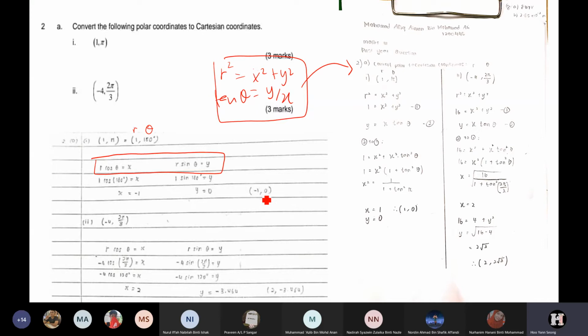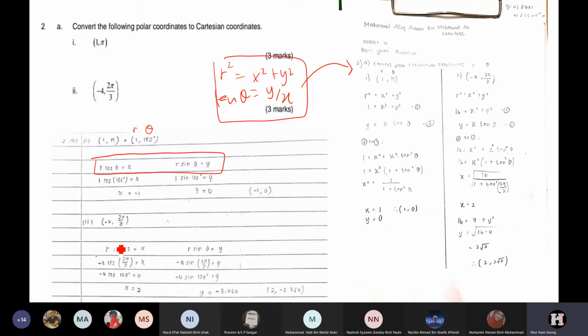Now if you don't get (-1, 0), you will get -1 point something, 0 point something, and we will know that you are doing it wrong. Why? Because some people, although they put pi here, the pi they are using is 3.1412, the pi in your calculator. You can use the pi in your calculator with one condition, that it must be in radian. If your calculator is in degree mode, please change it to 180.